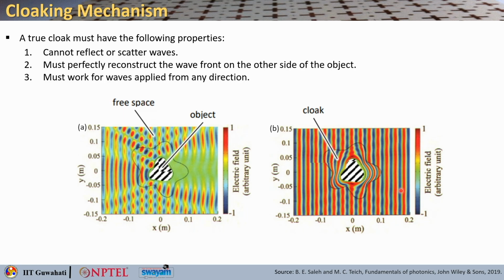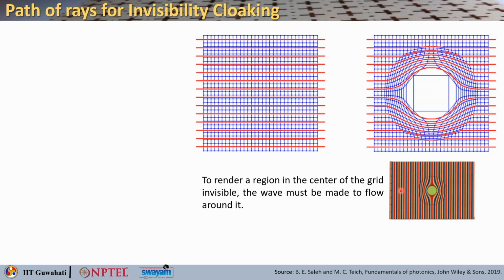Another requirement is that this should also work for waves coming from any direction. There is a frequency band over which this should work. Also, it should work for any angle, okay. So, now let us look into the path of rays, how they need to be bent to achieve this invisibility.